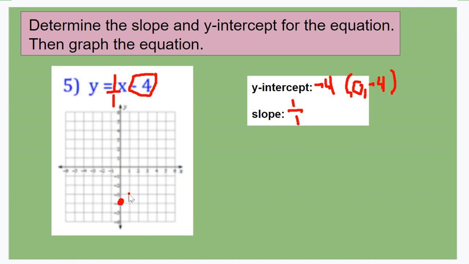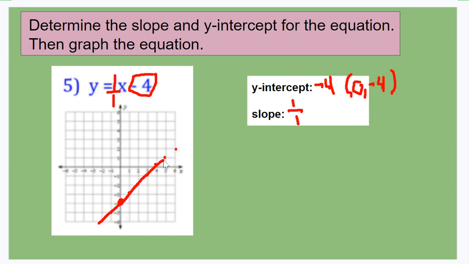Go up 1, then right 1. Draw your next point. Up 1, right 1. Draw your point. Up 1, right 1. Rise 1, run 1. Then you can go down 1, left 1. Down 1, left 1. And then connect them.